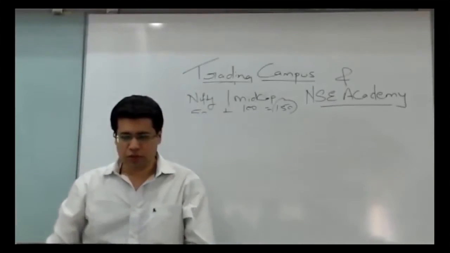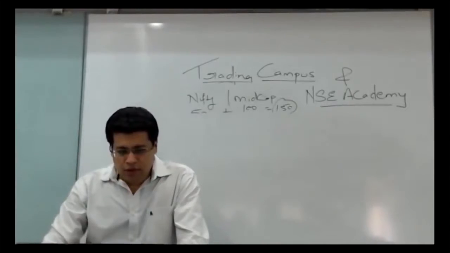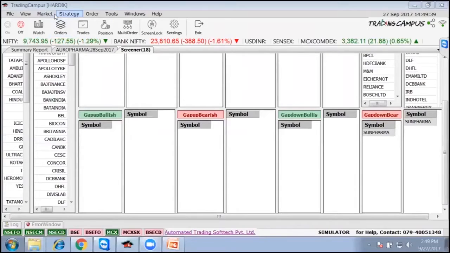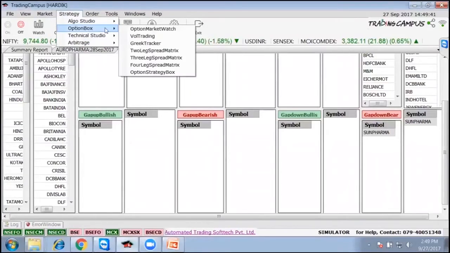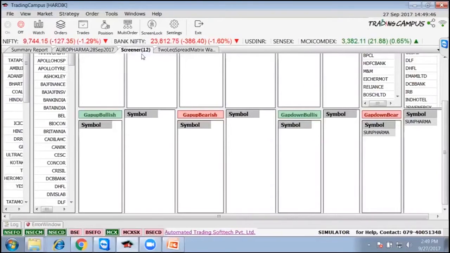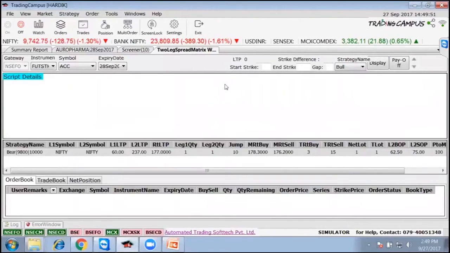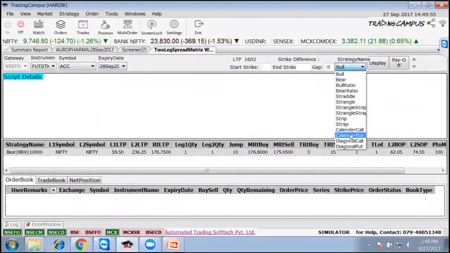So I'll just show you some of them. Under our options strategy box, we again have so many strategies. Let's say we are taking some two-leg strategy. Under your two-leg strategy, if you see over here, there are different two-leg strategies, right?